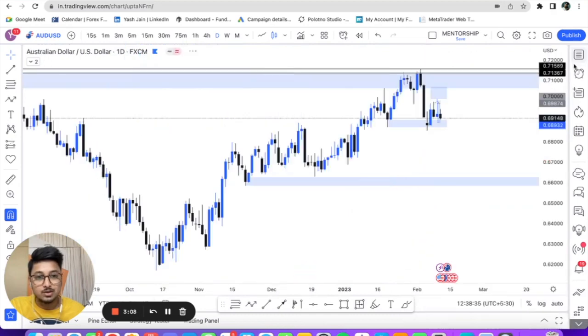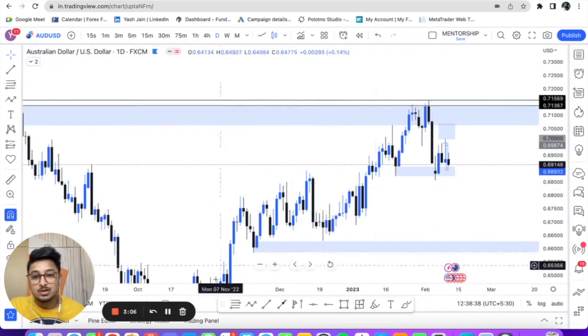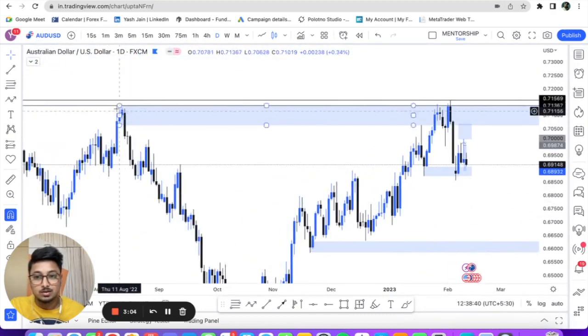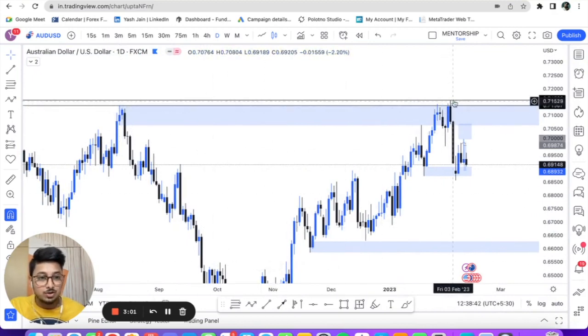Let's go to AUD USD quickly. On AUD USD, I'd shared this previous setup, that this is a very major supply area, and we stop hunted that and broke structure right now.